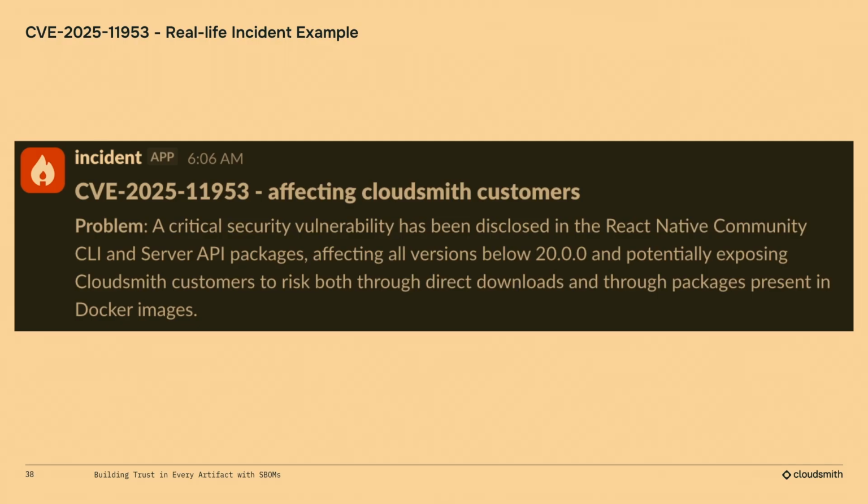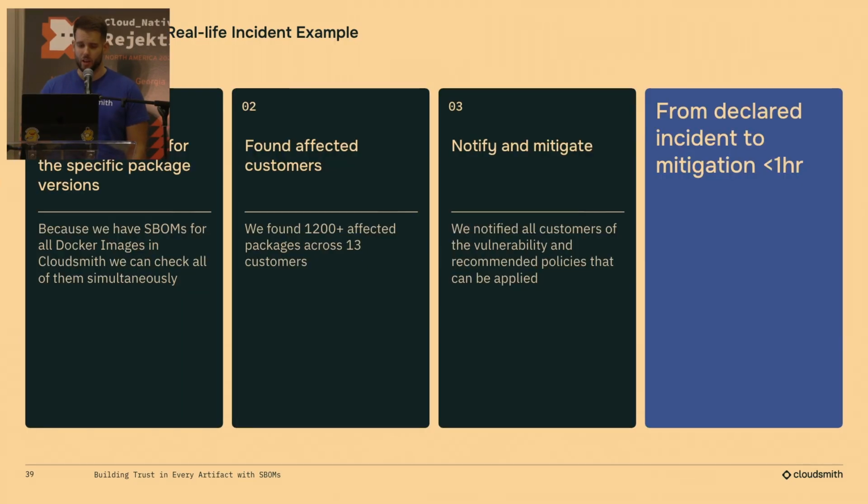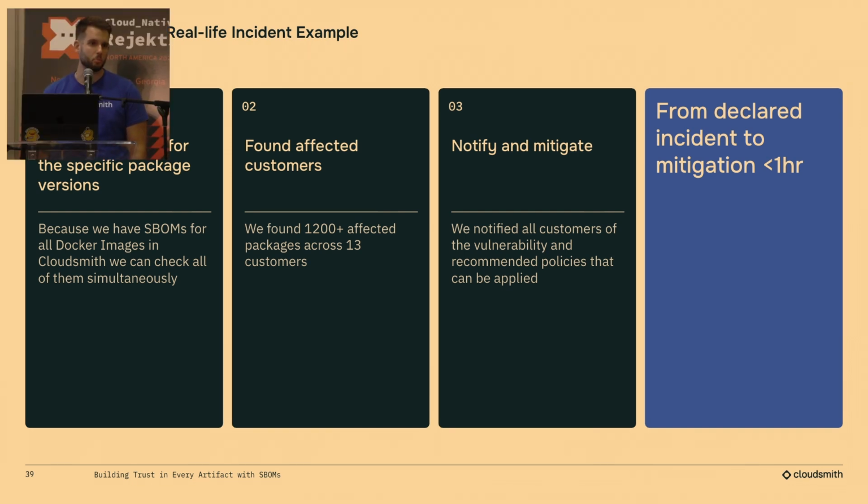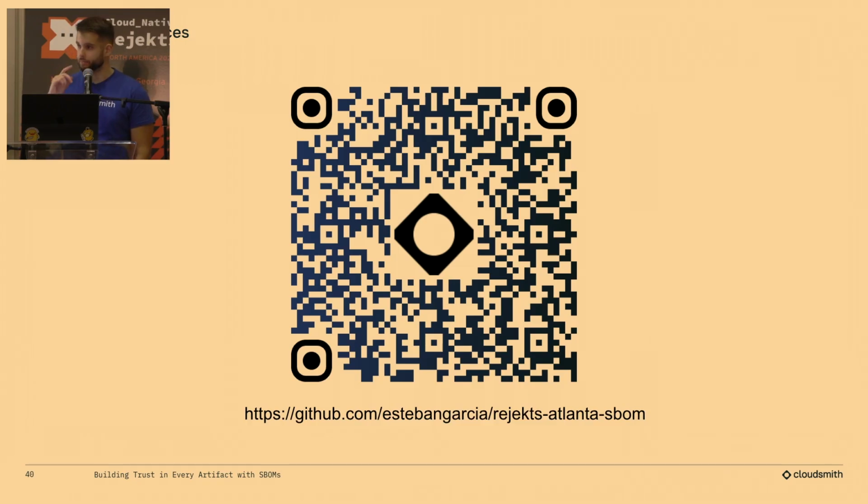In this case, the React Native CLI had a pretty high severity CVE that was found a couple of days ago. Because we create SBOMs for everything that is pushed to Cloudsmith, it is very easy for us to simultaneously check all SBOMs for all of our customers and let them know they are affected. We found 1,200 packages affecting 13 customers, and we notified every single customer. We gave them examples of policies they could apply at their organization level, or even have us apply those policies for them. We went from declaring an incident to notifying everyone in less than an hour.